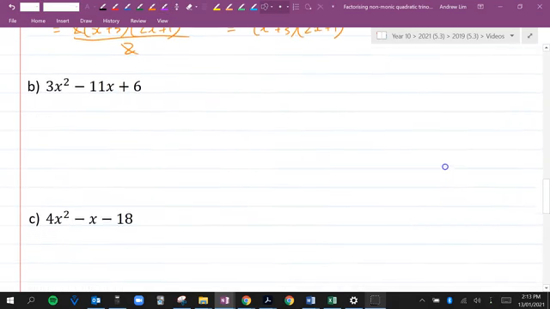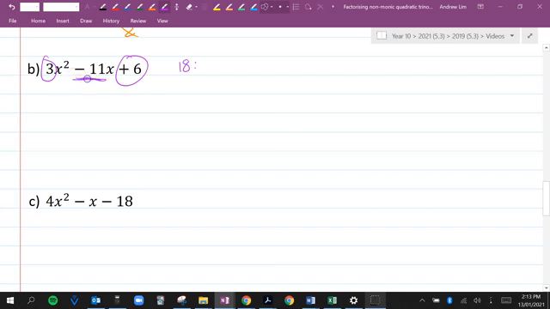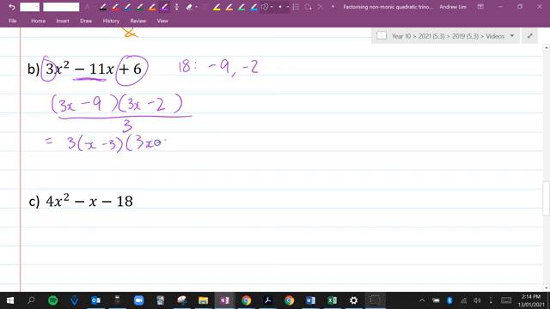And question B, 3 times 6 is 18. The two numbers that multiply to 18 but add to negative 11 are negative 9 and negative 2. So we've got 3x, 3x all over 3, minus 9, minus 2. Factorize out a 3 from the first one. The 3's cancel. So my final answer is x minus 3 times 3x minus 2.